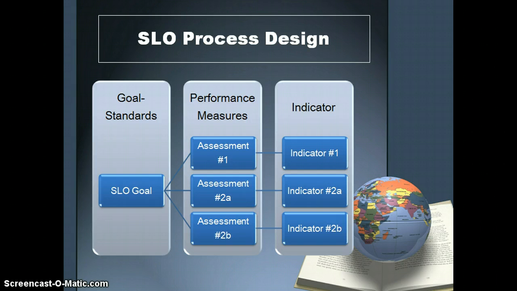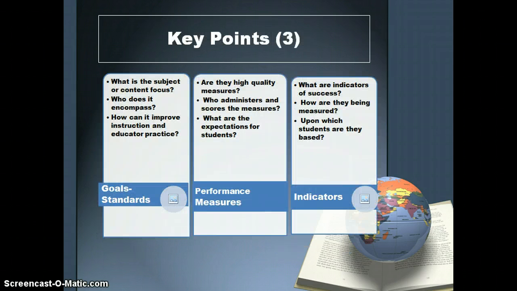Here is a graphic depicting those components. The goals lead to performance measures, which lead to the indicators. So you'll identify a goal, which will be aligned to standards. You will identify assessments that will help measure whether or not students achieve that goal. And then you will determine how well your students will need to do in order for you to know if they actually met the goal.